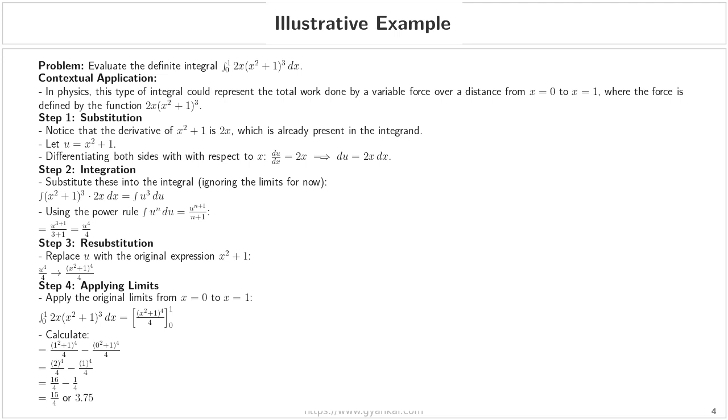So remember, the key takeaways from this example are that we kept the original limits throughout the process, resubstitution brought us back to the original variable, and the order of operations is crucial. Substitute, integrate, resubstitute, and then evaluate. Keep these steps in mind, and you'll be well equipped to tackle similar definite integrals. Key takeaways.